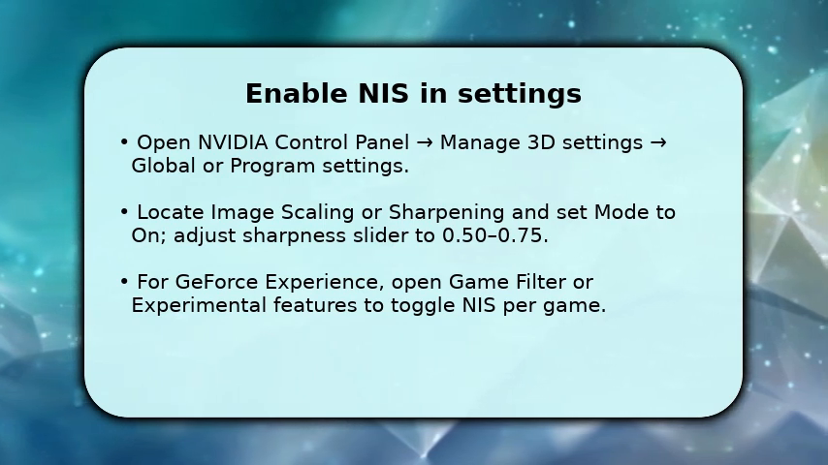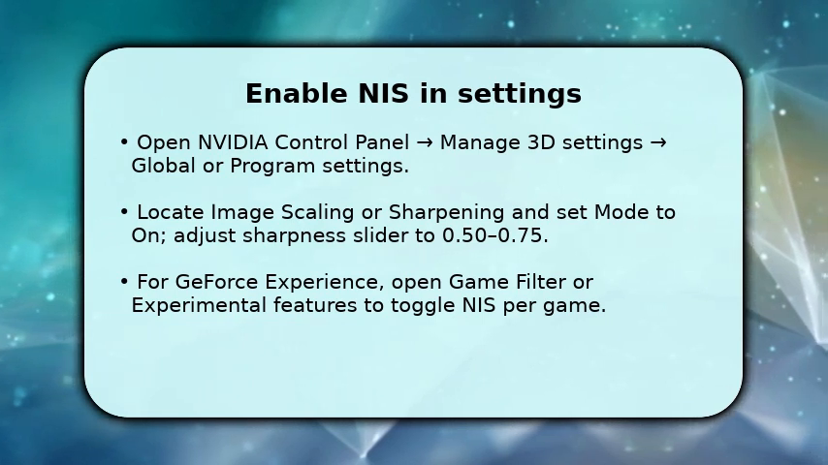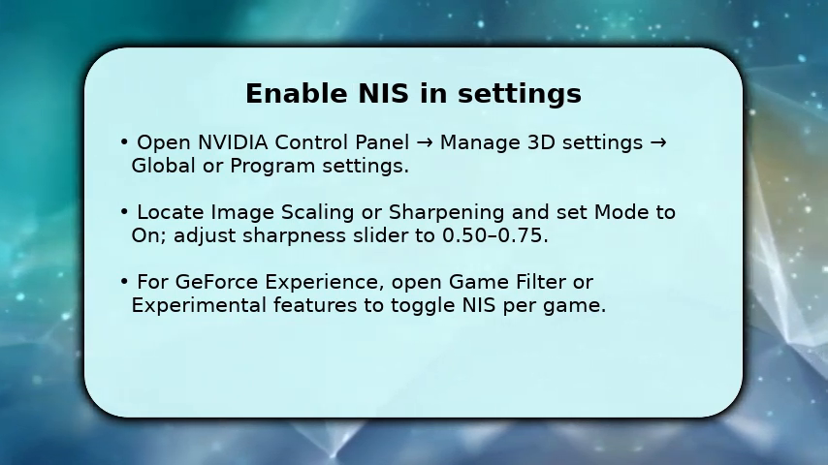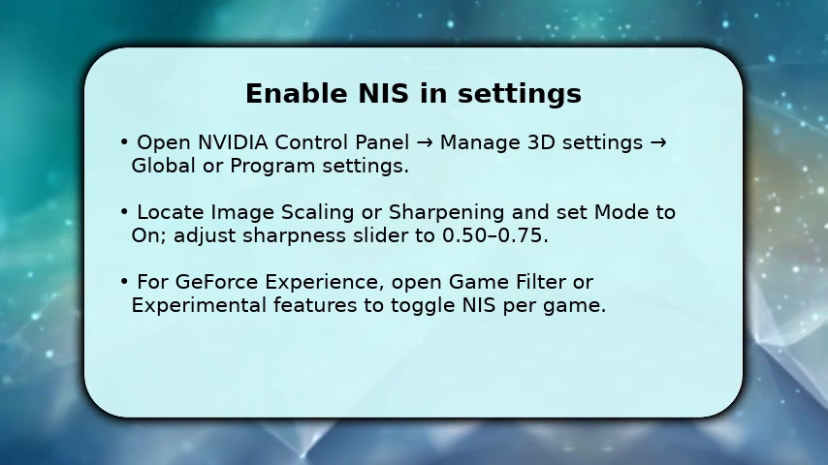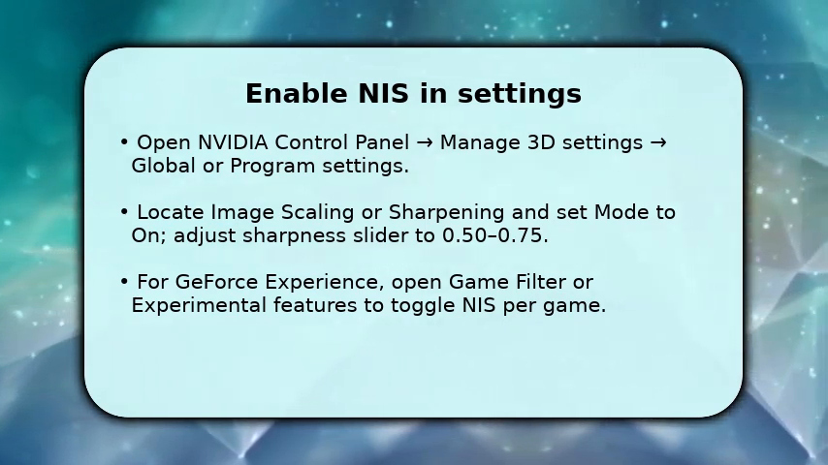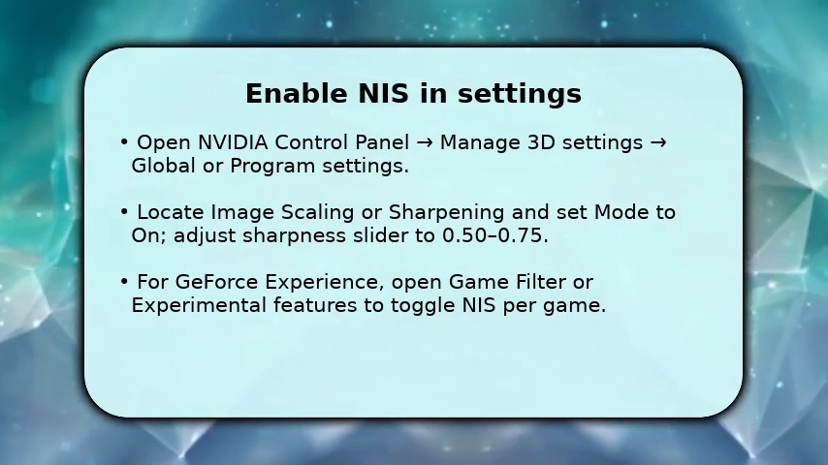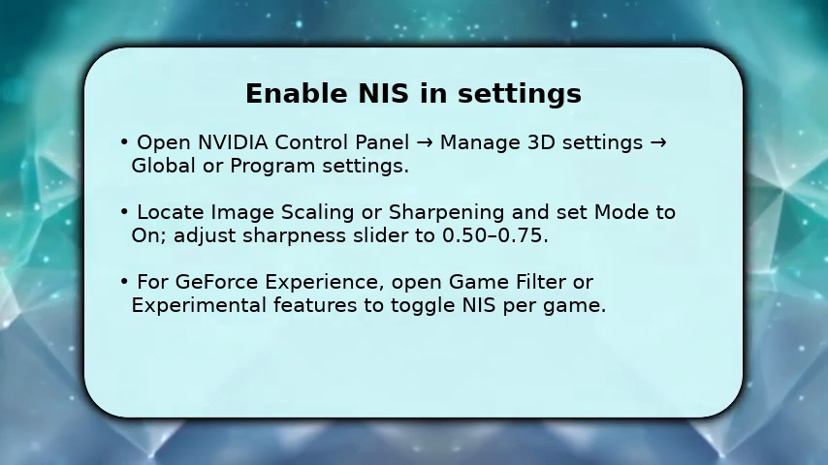Adjust the sharpness slider gradually, typically around 0.50 to 0.75, so you balance clarity and artifacts. If you use GeForce Experience, open in-game overlay, then game filter or experimental features to enable NIS per title. Once applied, launch the game to confirm the effect.